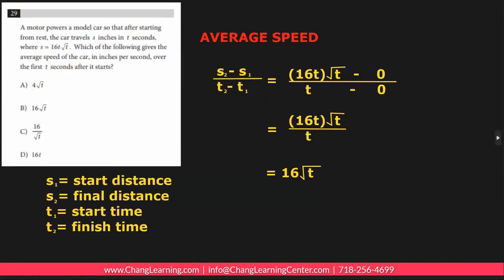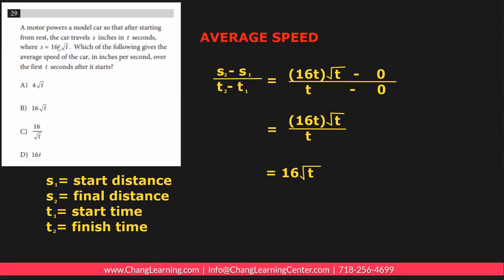For question number 29, a motor powers a model car so that after starting from rest, the car travels s inches in t seconds, where s equals 16t root t. Which of the following gives the average speed of the car in inches per second over the first t seconds after it starts? Well, if we set up the variables for the average speed or change, S1 is the starting distance, which is 0, and S2 is the final distance, at time t. The start time is 0, and the finish time is after t seconds.